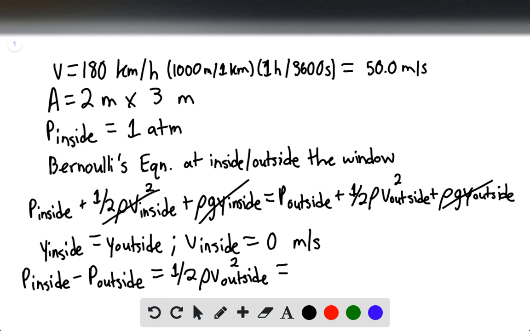So at this point, we can then solve and say that, let's keep the variables for now and say that this change in pressure is equal to a force divided by an area, because this force divided by an area is the definition for pressure. So if we say this, we can say that the force is going to be equal to 1 over 2 A rho V outside squared. And once we have that, we can then solve.